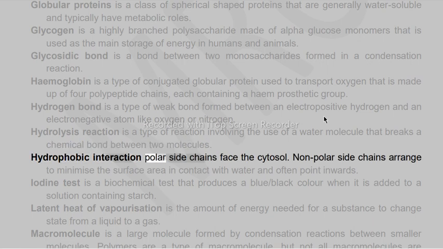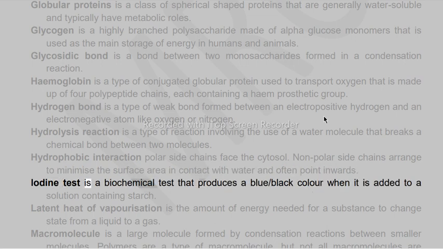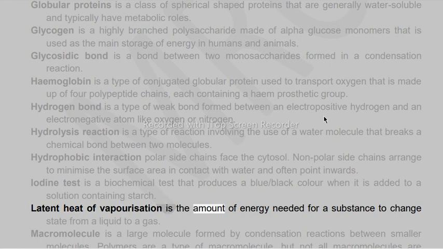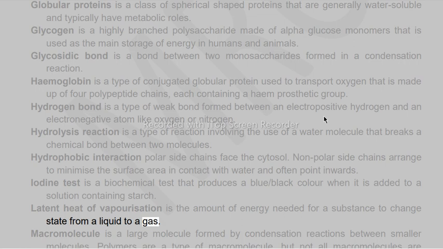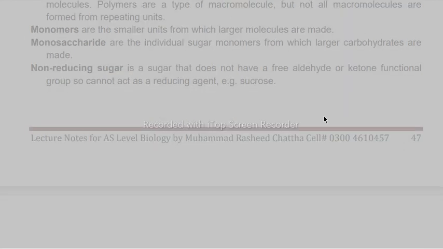Hydrophobic interaction: polar side chains face the cytosol. Nonpolar side chains arrange to minimize the surface area in contact with water and often point inwards. Iodine test is a biochemical test that produces a blue/black color when it is added to a solution containing starch. Latent heat of vaporization is the amount of energy needed for a substance to change state from a liquid to a gas. Macromolecule is a large molecule formed by condensation reactions between smaller molecules.